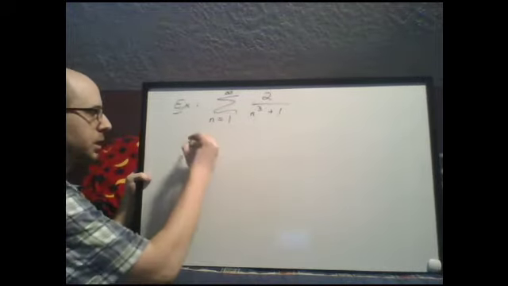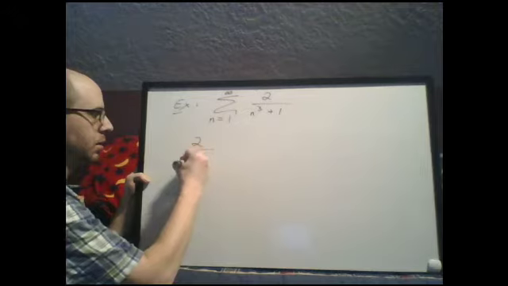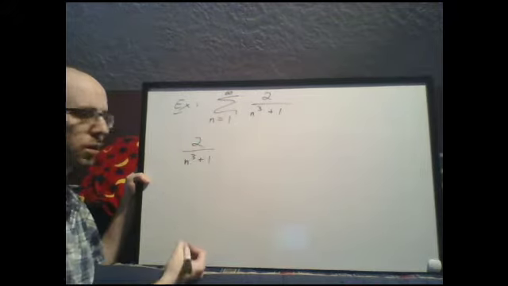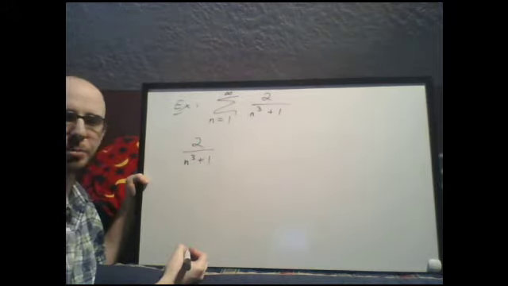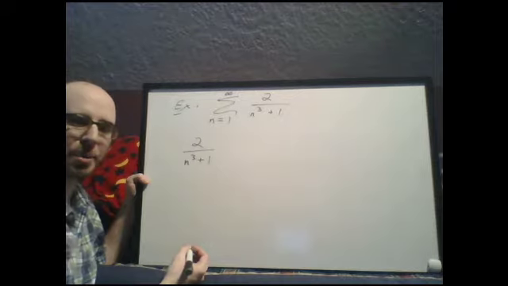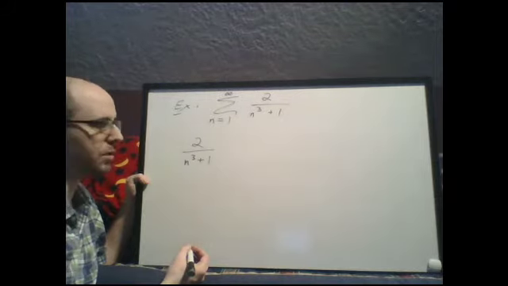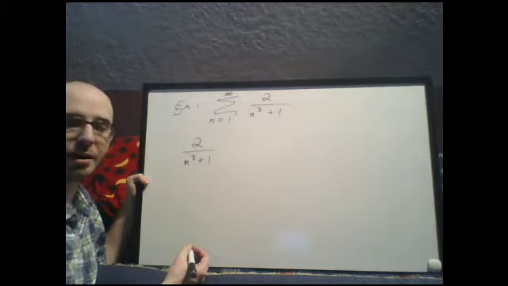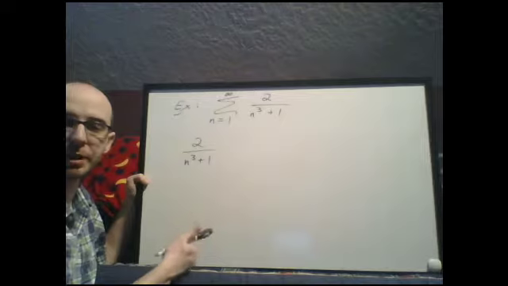The thought process is, I look at this term 2 over n cubed plus 1, and I want to compare it to a simpler series, a simpler sequence that falls into one of our two categories, either a geometric series or p series.